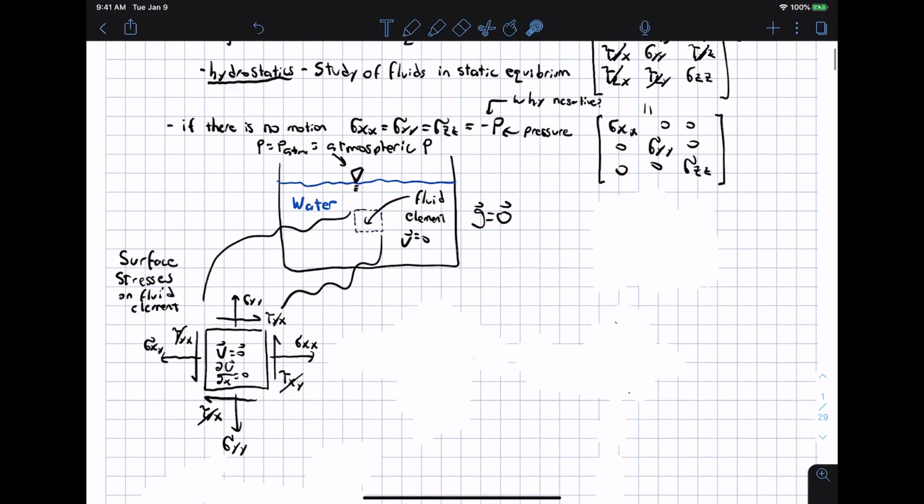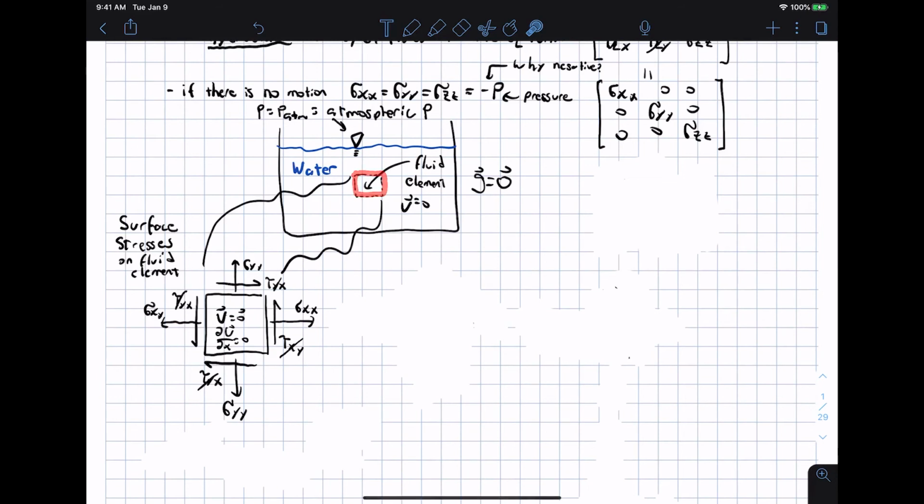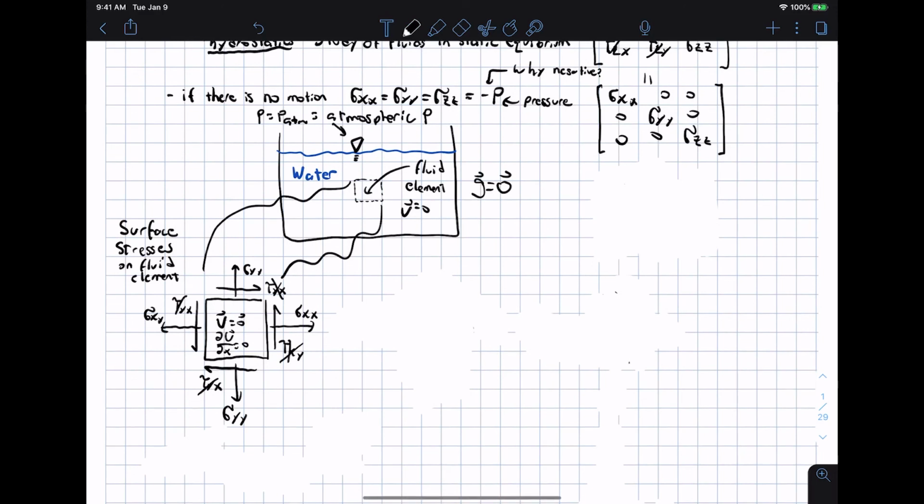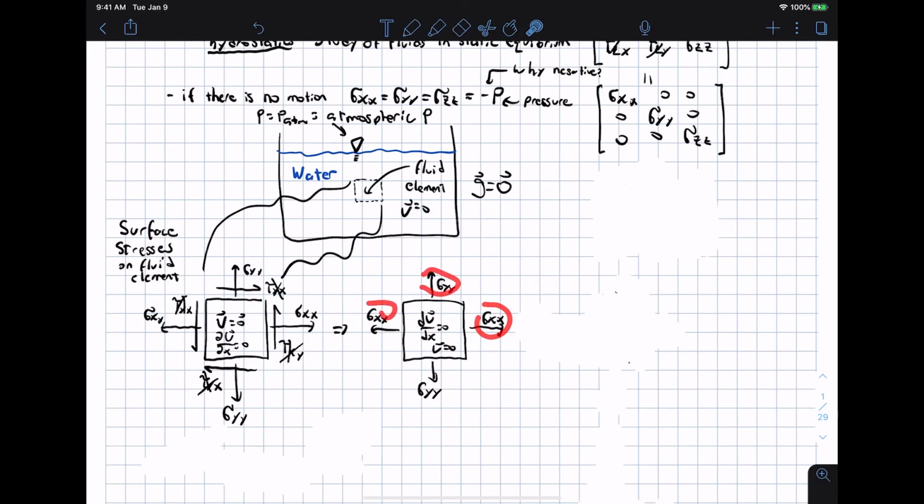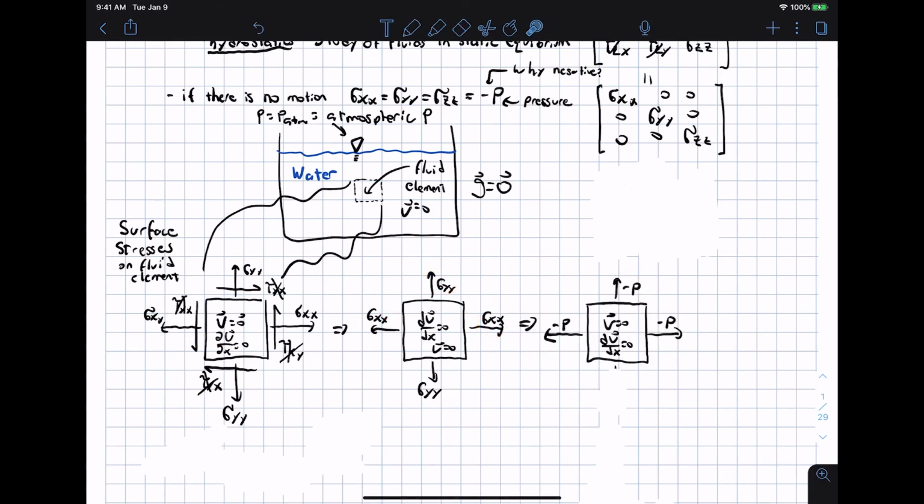Now let's look at a little stress element here. We just draw our stress square, noting that the velocity is zero because we're assuming it's in static equilibrium, and the velocity gradient is also zero. Now we're going to apply an equilibrium stress condition to this, noting that all the shear stresses are zero. That means this stress element becomes this. I have defined that if there's no motion, then all of these just turn into minus pressure, like you see here.